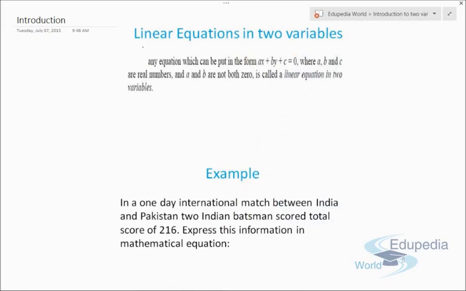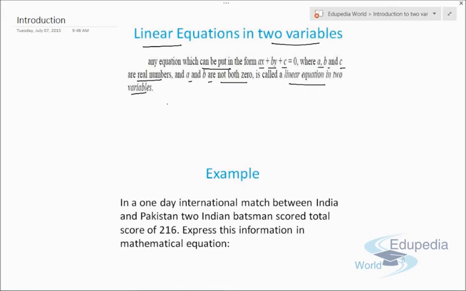Now we'll discuss linear equations in two variables. Any equation which can be put in the form ax plus by plus c equals 0, where a, b and c are real numbers and a and b are not both zero, is called a linear equation in two variables. Let me explain what these lines are saying.